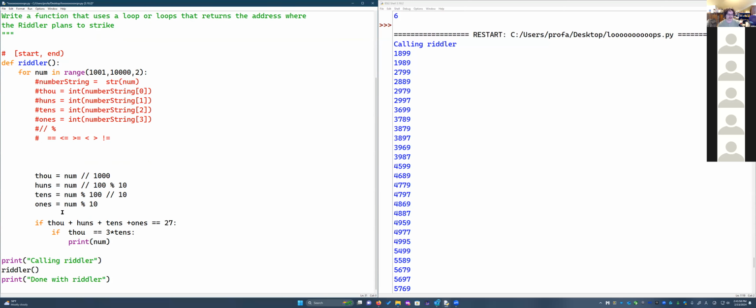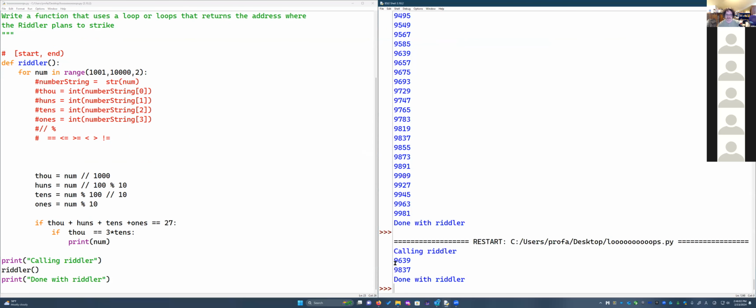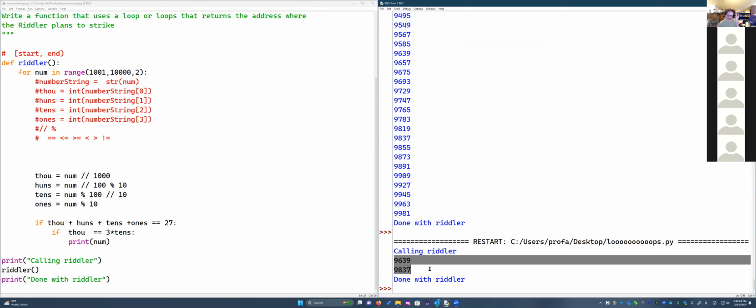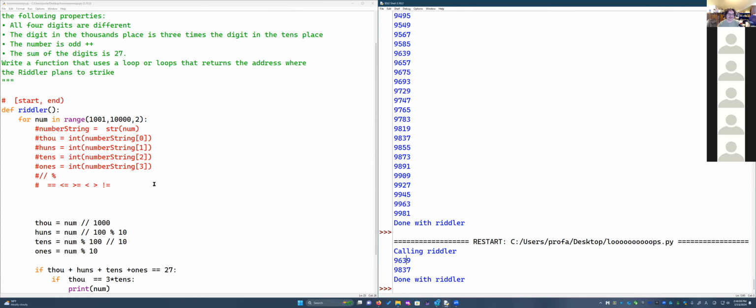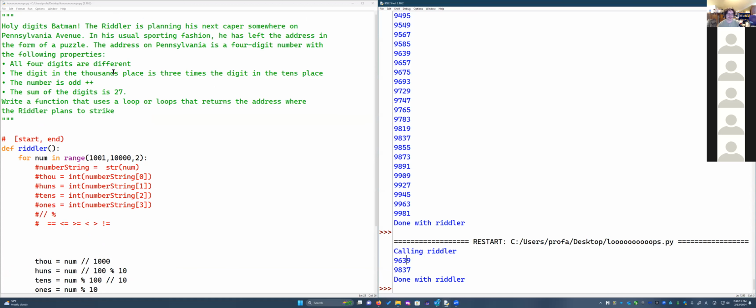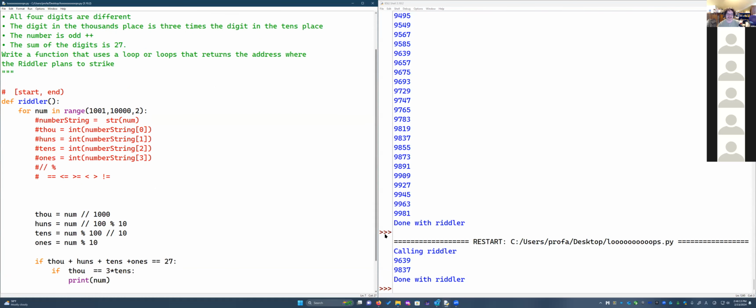Okay, and so now if we run this, we get only two answers. The digit in the thousands place is 3 times the digit in the tens place.